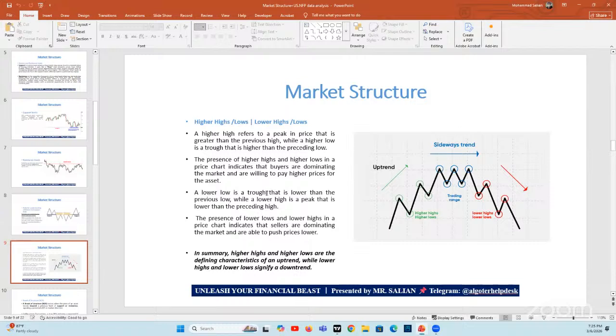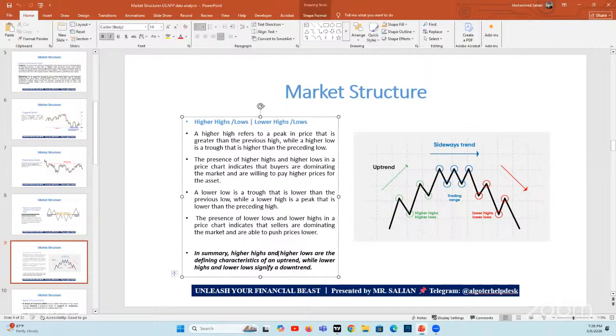A lower low is a trough that is lower than the previous low. This one. Lower low, lower low. While a lower high is a peak that is lower than the preceding high. Lower high, lower high, lower high. The presence of a lower low and lower high in a price chart indicates that sellers are dominating. Now sellers are dominating in this trend, and are able to push prices lower.